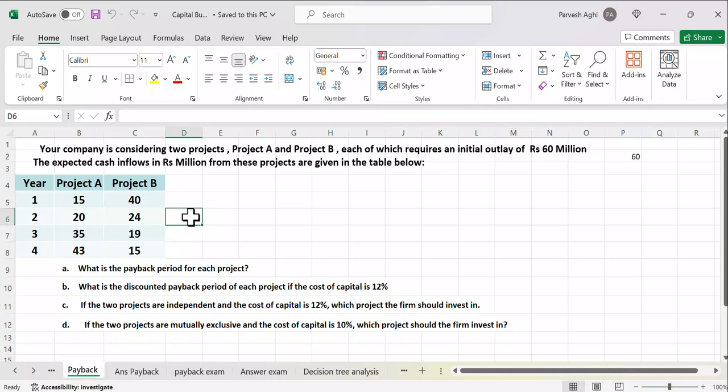Second, if the 2 projects are independent and the cost of capital is 12%, which project should the firm invest in? Now, if the projects are independent, that means you can take both of the projects. But if you are short of resources, suppose you have only 60 million, so you can take only one project. In that case, you will take the best out of it.